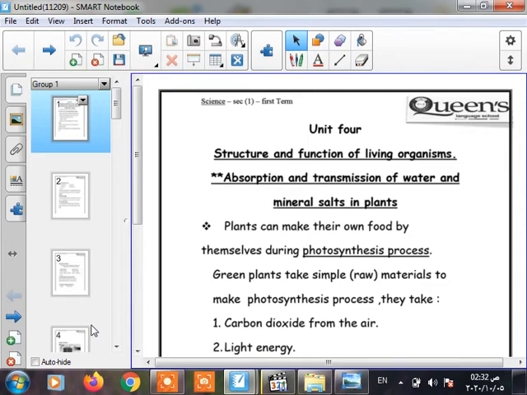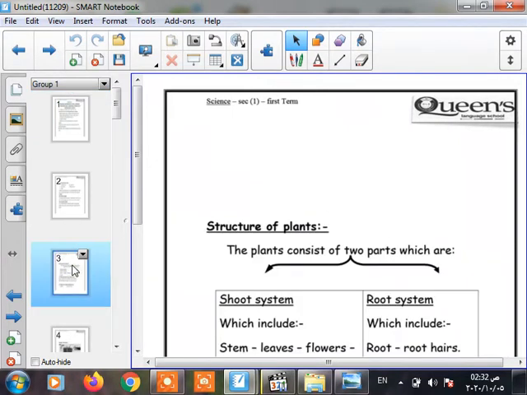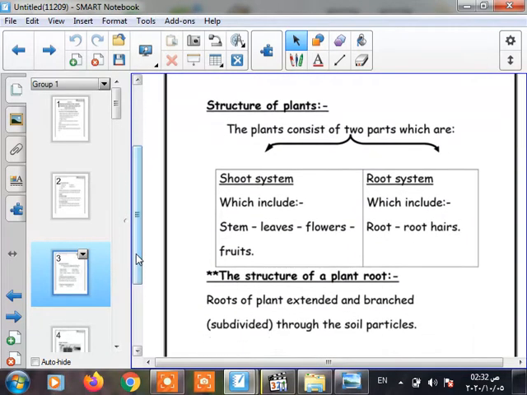Our lesson today is talking about absorption and transmission of water and mineral salts in plants. All of us know that the plant is a living organism and it makes its own food. Okay? Now we will know the structure of plants.